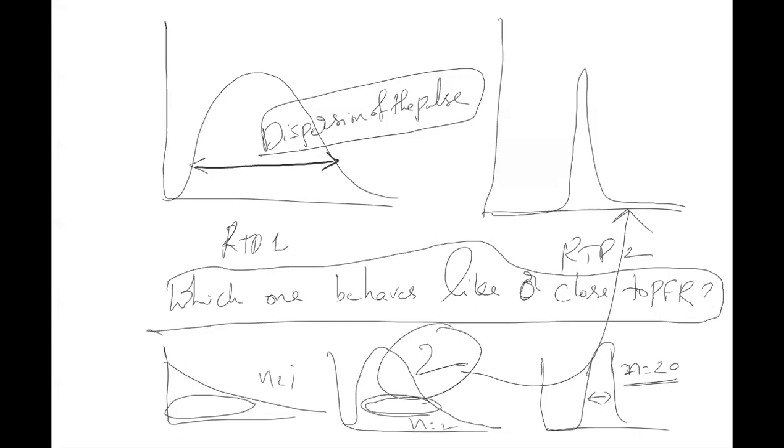If there are infinity CSTRs in series, then dispersion is 0, which is the ideal PFR. Now let's take two real reactors.